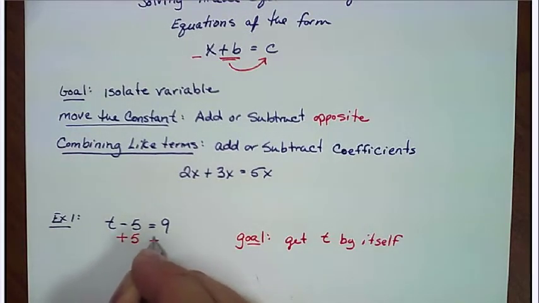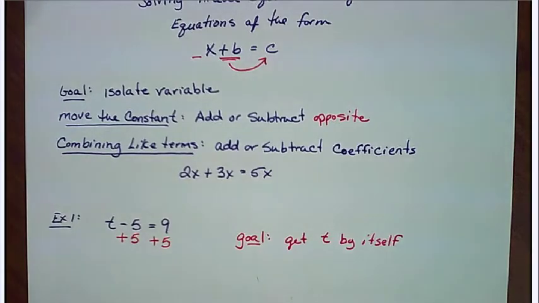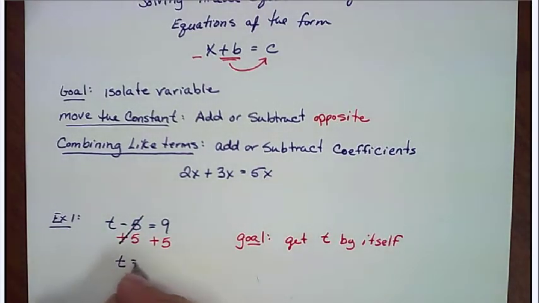And if I do it to one side, I have to do it to both sides. That's the rule whenever we are solving these linear equations: if I do something to one side, I have to do it to both sides. So, of course, negative 5 and positive 5 are just going to cancel out, leaving t by itself on one side of the equal sign. And then, of course, 9 plus 5 is 14.